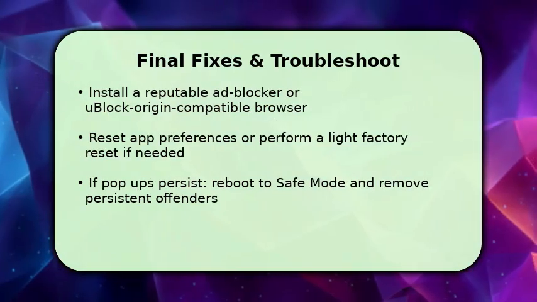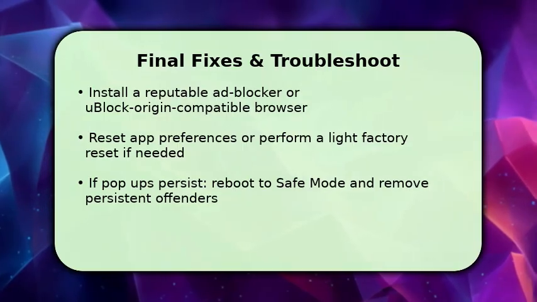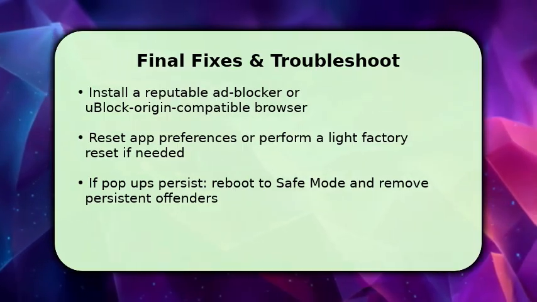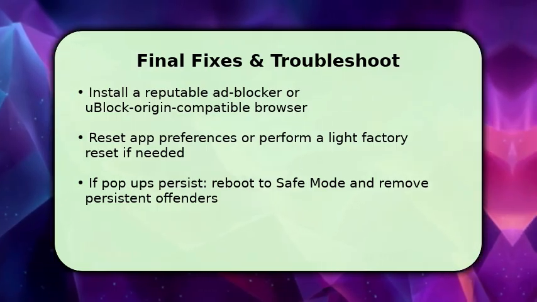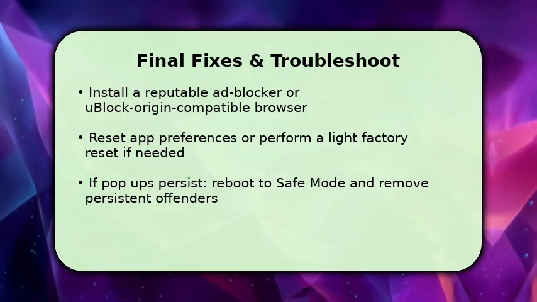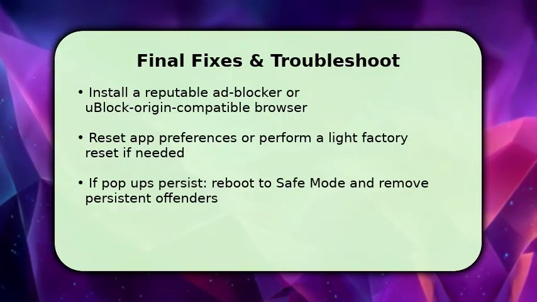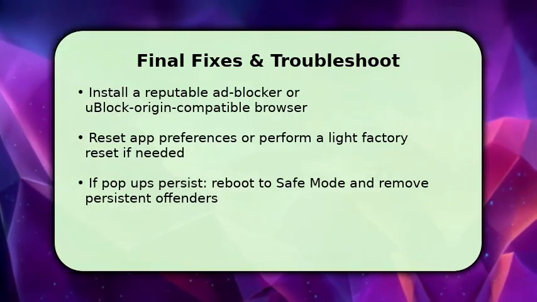To finish, install a trusted ad-blocking browser or extension and make sure Samsung Internet's secret mode or extensions are configured. If problems persist, reset app preferences to restore defaults or consider a light factory reset after backing up data.